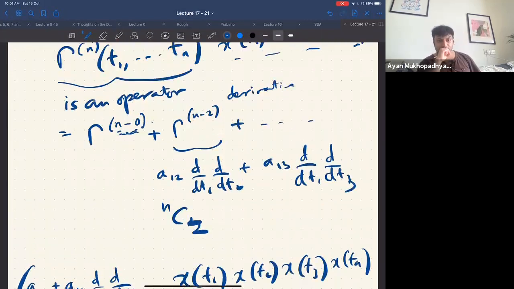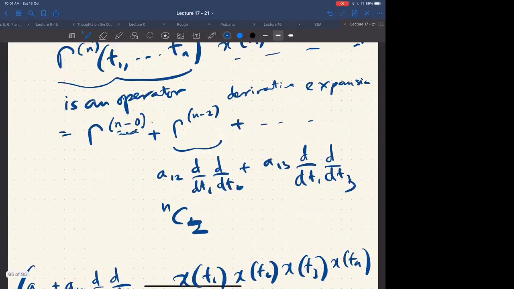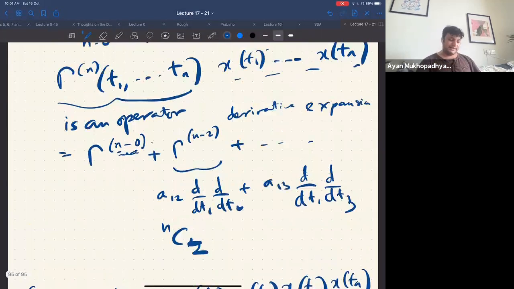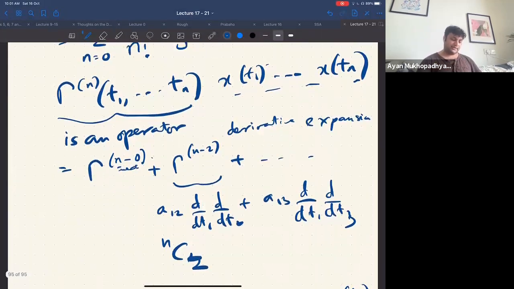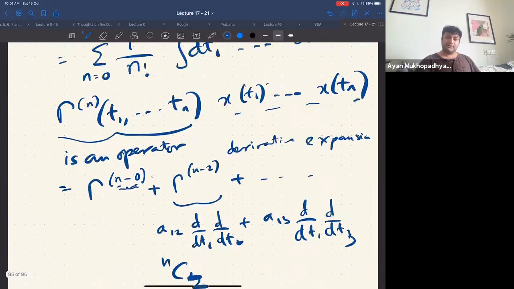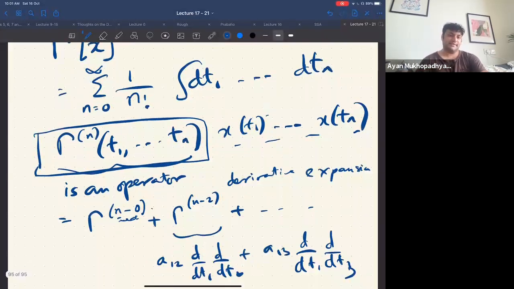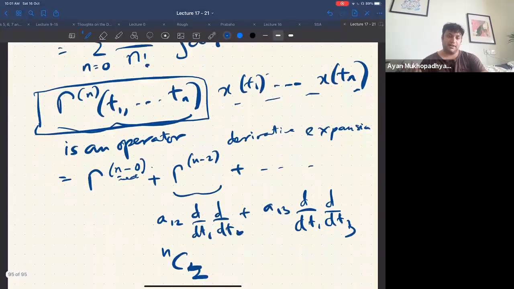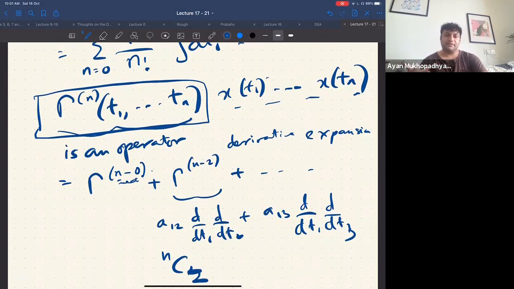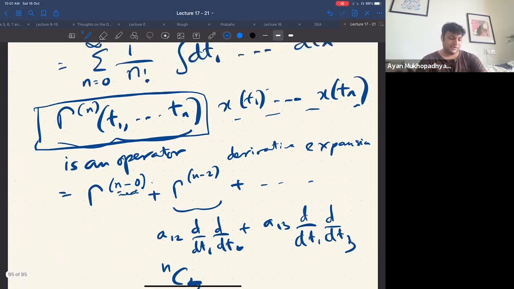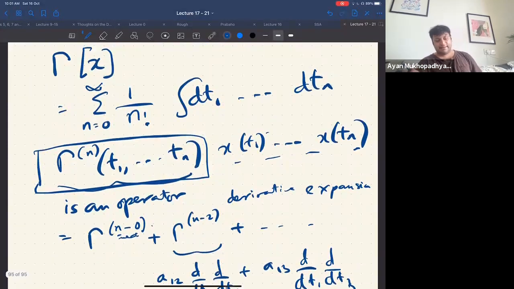All right. Yes, sir. Okay, so the way to think about this gamma n is that it's an operator, right? It's an operator that acts on this x(t1), x(t2), x(tn), and this operator has a derivative expansion. And the first term is simply a number. The next term is number times derivatives like dt1, dt2. In general, it can have arbitrary number of derivatives, and because of partial integration, some of the things are redundant. So you just keep that in mind, and that's all. So that is the way you can understand gamma of x.